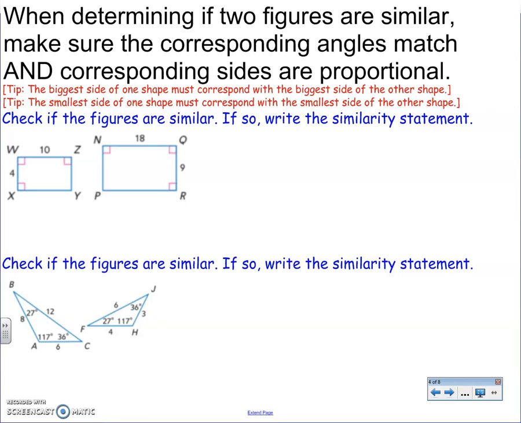Here are some tips. The biggest side of one shape must correspond to the biggest side of the other shape, and the smallest side must correspond to the smallest side. So here we're going to check if the figures are similar. If so, we're going to write the similarity statement.